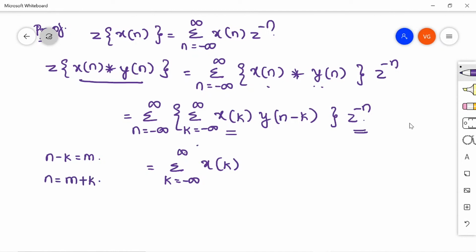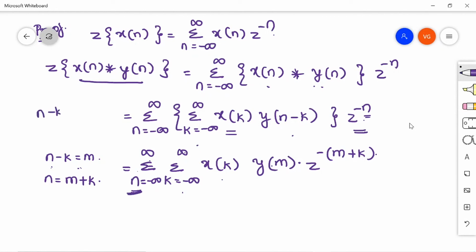So I am writing here y[m], and this also you write, sigma n running from minus infinity to infinity. If n minus k is equal to m here, n is running from minus infinity to infinity, k is running from minus infinity to infinity, x[k], and then y[m], since n minus k is m. z^(-n) in place of minus n will come as z^(-(m+k)). Now you change the order of summation from n to m.